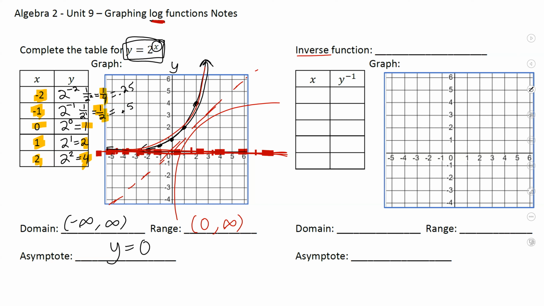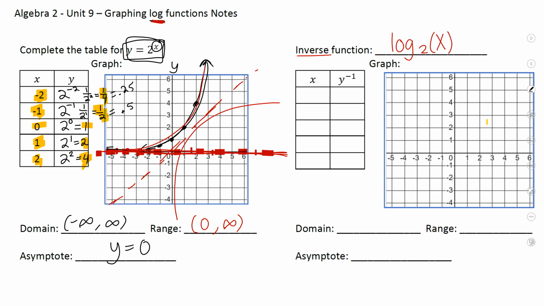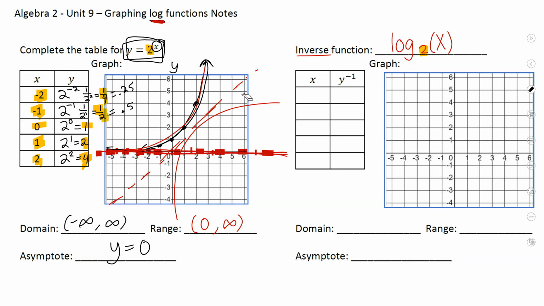Okay? So you don't have to draw that. This is what you're going to write. The inverse will be log base 2 of x. Notice that this matches. The exponential had a base of 2. The log has a base of 2. And these graphs, we will see that they're inverses of each other.